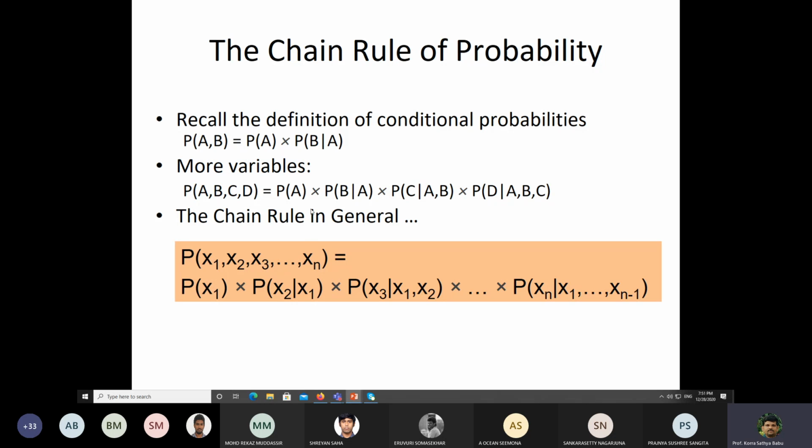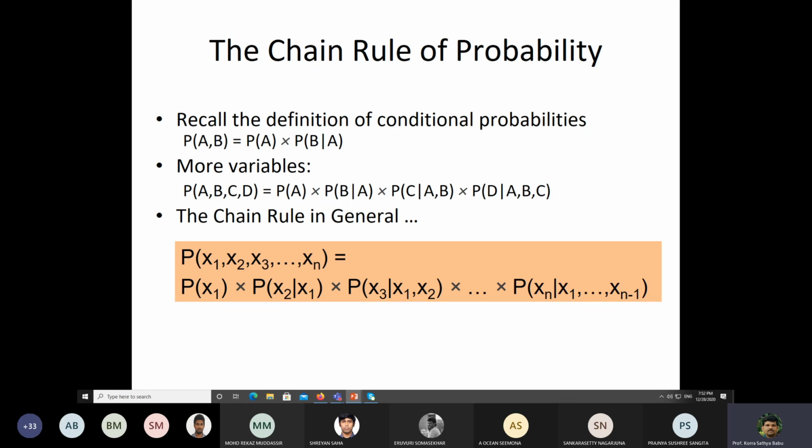So the chain rule in general is written as probability of x1 followed by x2 followed by x3, up to xn, is equal to probability of x1 into probability of x2 given x1, meaning the second word is x2 given the first word is x1, into probability of x3, the third word, given the first two words x1 followed by x2, into dot dot dot, like that you go on.